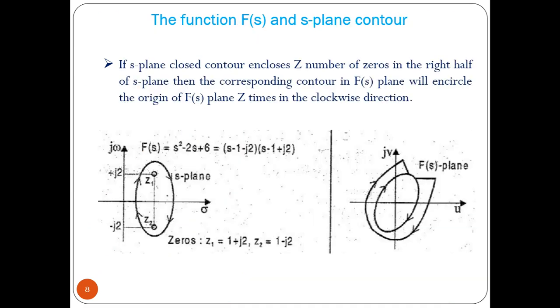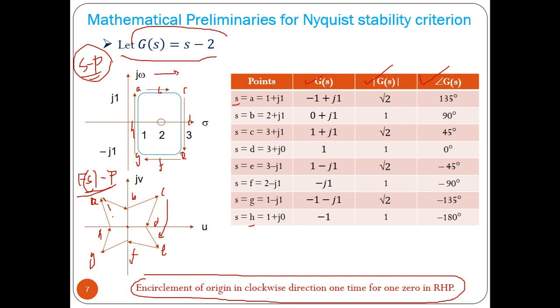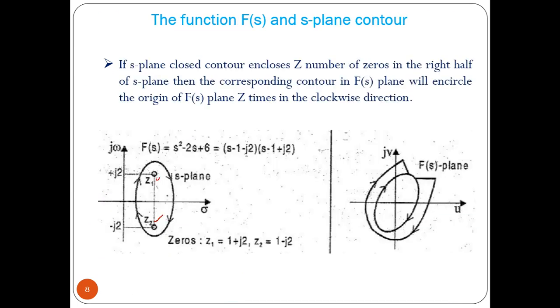Now if we have, say, two zeros, then what happens? For one 0 there is one encirclement of the origin, so two zeros means two encirclements. That is the difference. So here we will have these two encirclements of the origin. From the origin, if you take a tangent line, we can observe it crosses two lines, so it is two encirclements.